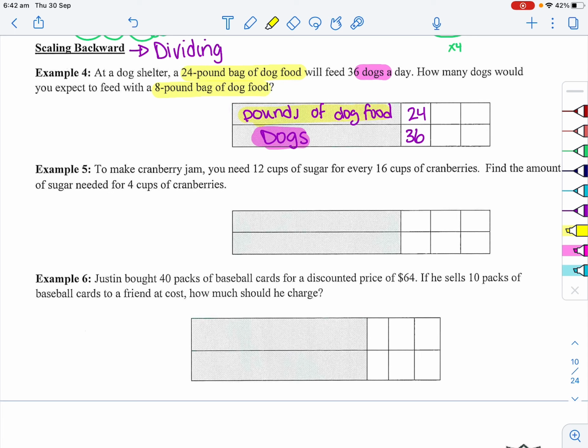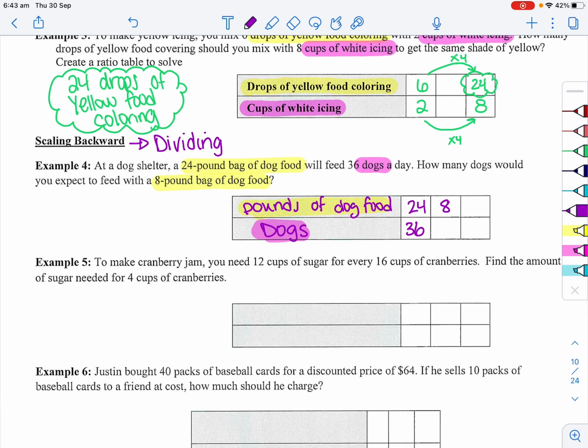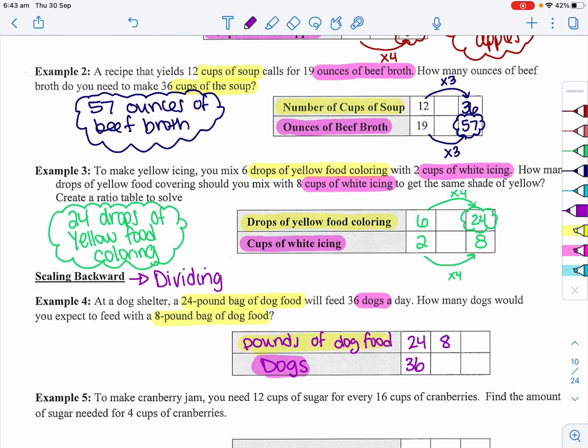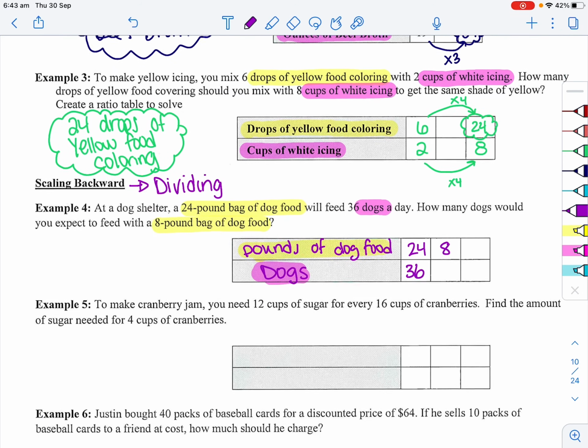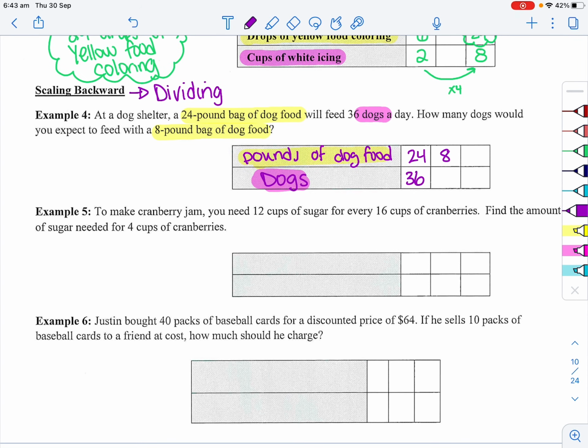So that's going to go in the yellow highlighted portion of my table at the top here. And I'm actually going to put this 8-pound bag in the middle. And the reason why I'm going to put the 8-pound bag in the middle is because from 24 to 8, the number is going down. So in my last example, from 2 to 8, the value went up. From 12 to 36, the value went up. Here, from 24 to 8, the value is going down.